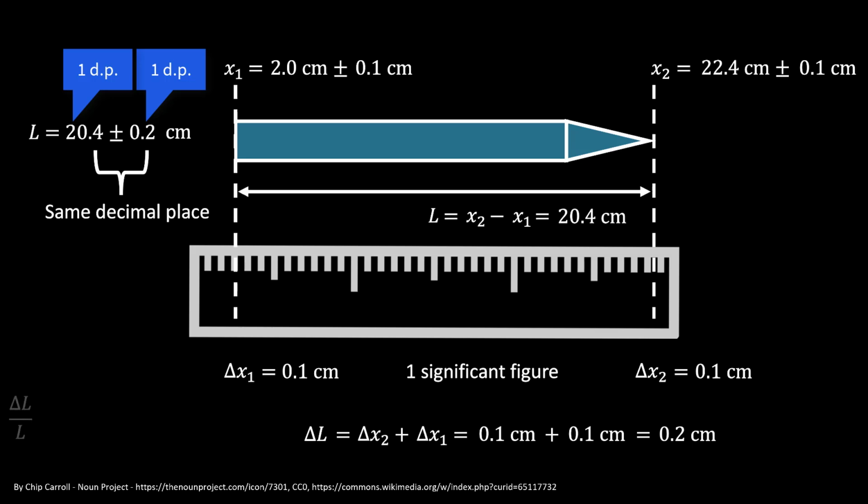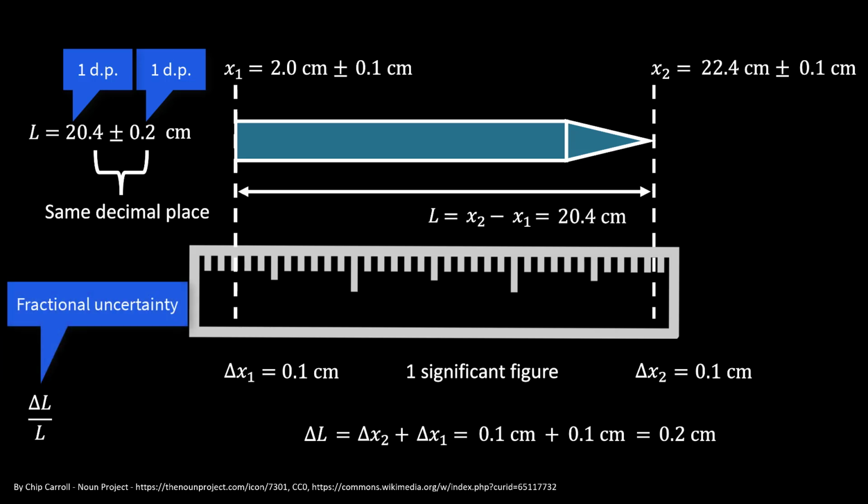Now the quantity delta L over L is called the fractional uncertainty, and is equal to 0.2 divided by 20.4, which equals 9.8 times 10 to the power of minus 3. And if we write the value of delta L over L as a percentage, which here is going to be 0.98%, then we call it the percentage uncertainty.